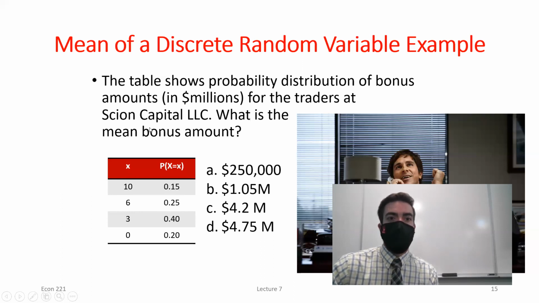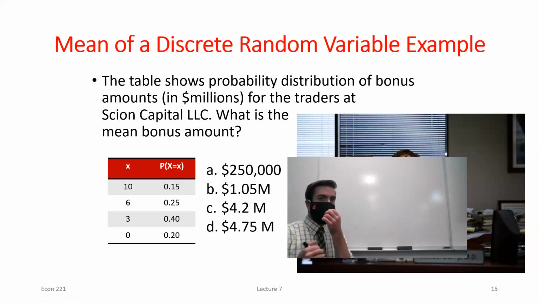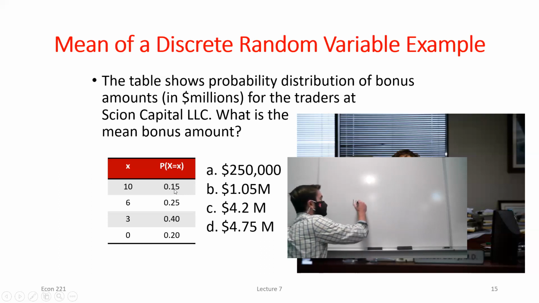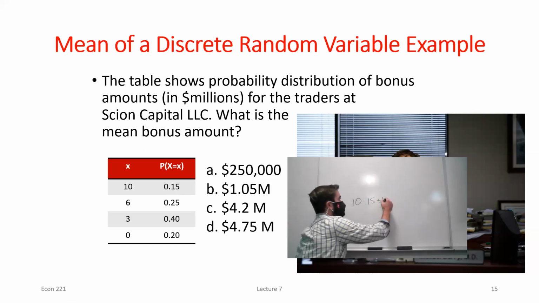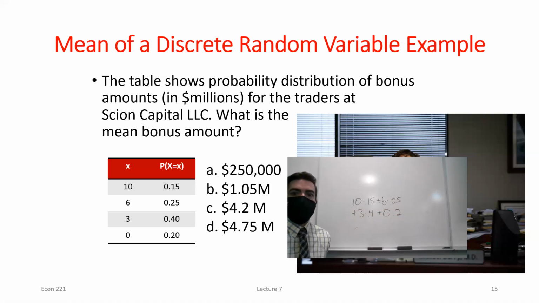Okay? So if I wanted to find the mean here, I'm going to make this big so I don't have to keep switching. I can leave these numbers up. I'm going to go through every possible outcome, multiply it by the probability it occurs, and then add them up. So all I would do here is 10 million, the probability it occurs is 0.15. Add to that, 6 million times the probability it occurs, which is 0.25. Add to that, the next outcome of 3 million times the probability it occurs, which is 0.4. And then the final outcome could be 0, the probability it occurs is 0.2. So all I'm doing is multiplying each outcome by the probability it occurs and then adding them all up.